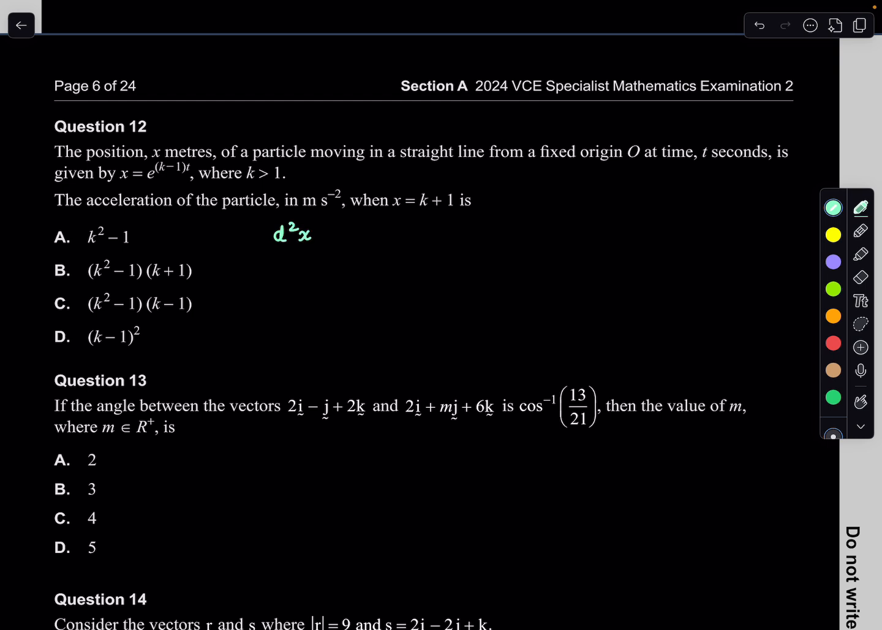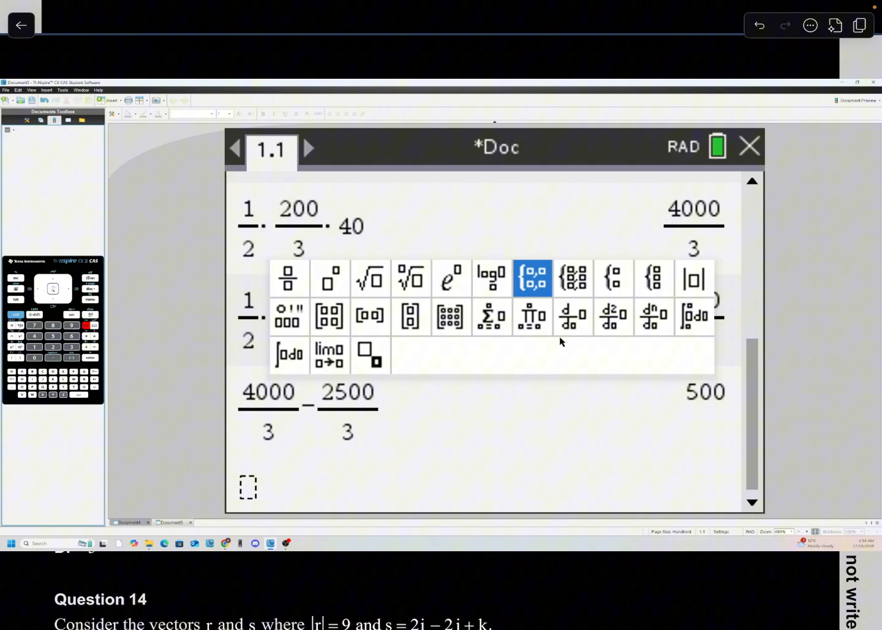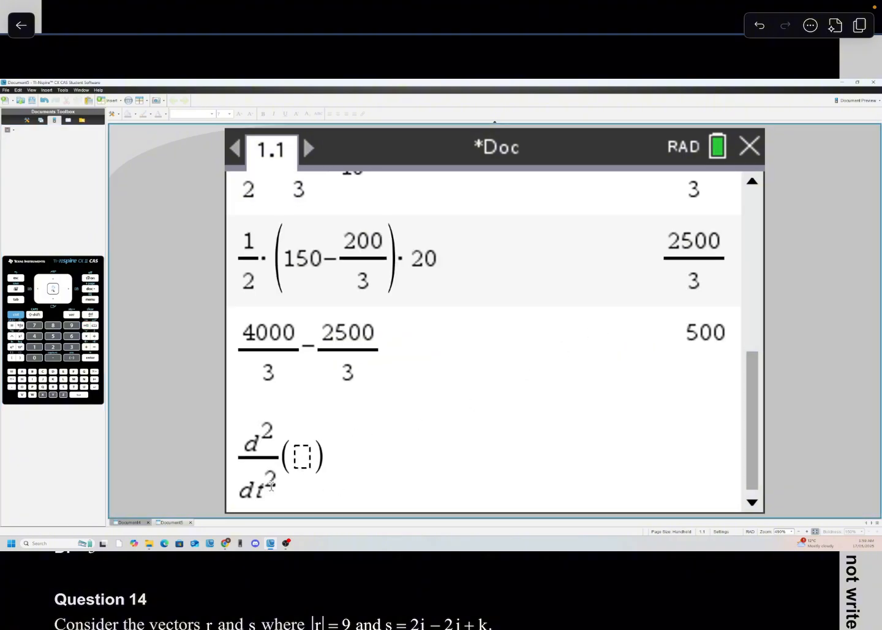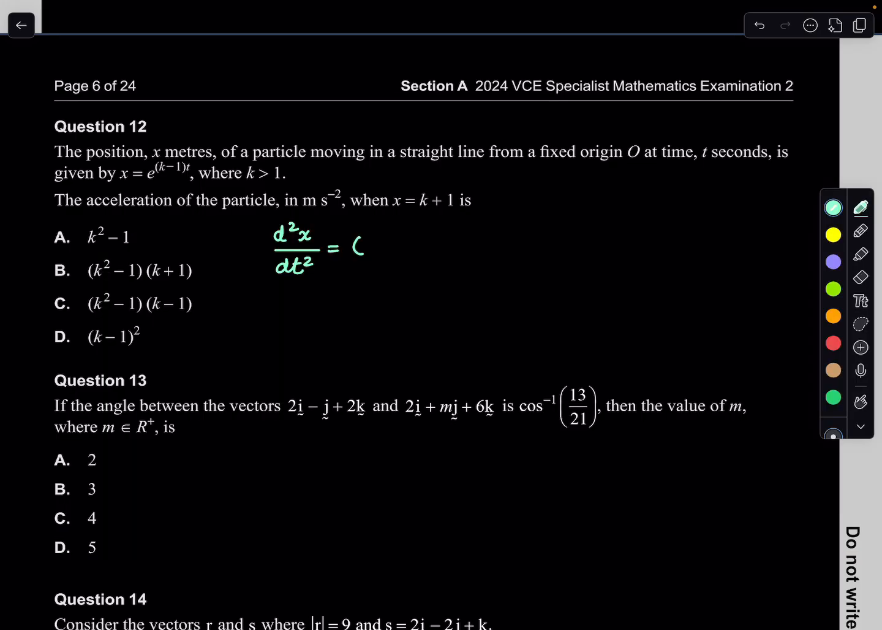So d squared x over dt squared, and let's use our calculator to do that. We double differentiate this, which is e to the (k minus 1) times t. Enter, and we get this. So let's write that down: (k minus 1) squared e to the (k minus 1) t.